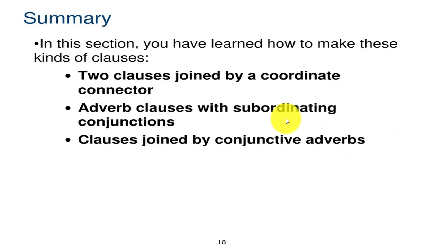In this lesson, you have learned how to make these kinds of clauses. Number one, two clauses joined by a coordinating conjunction. Number two, an adverb clause with a subordinating conjunction. And number three, clauses joined by a conjunctive adverb.